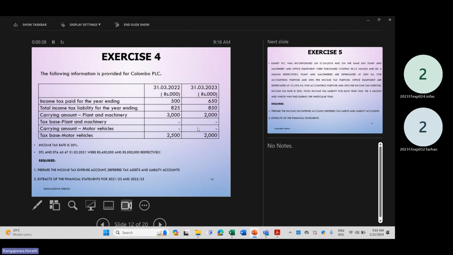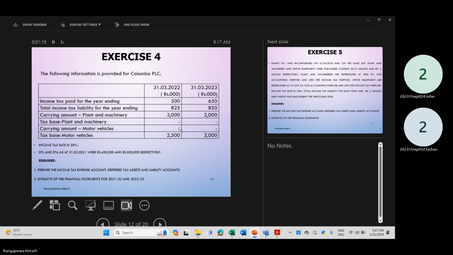Up to now, in all the activities we worked out, you were given the first year after incorporation. Now the fourth exercise is a continuing business. So you are given the income tax rate 30%, and deferred tax liability and deferred tax asset as at 31st March 2021, the beginning of this year: 450 and 500 respectively. Right? So we can first have the schedule that we prepared to calculate the taxable and deductible temporary difference. Now, plant and machinery carrying amount 3,000. Tax base 0. There's a 3,000 difference.